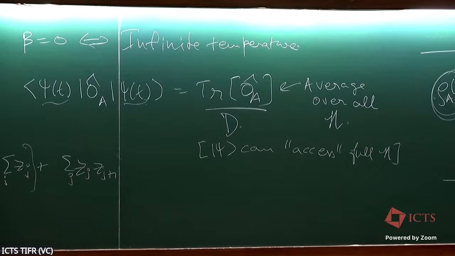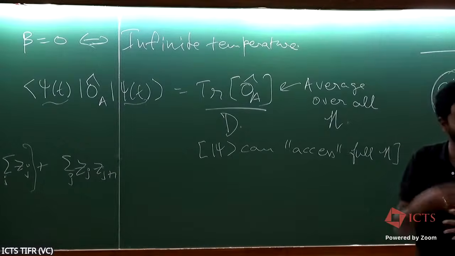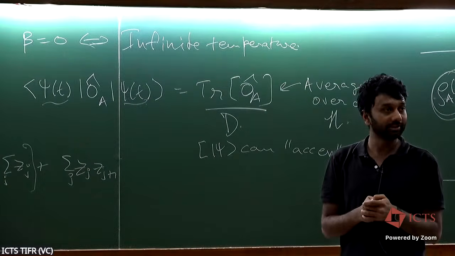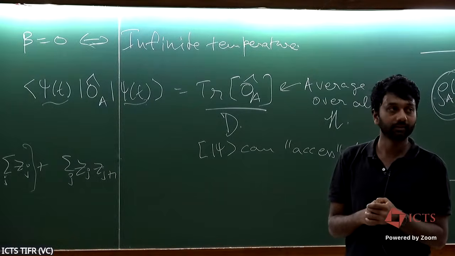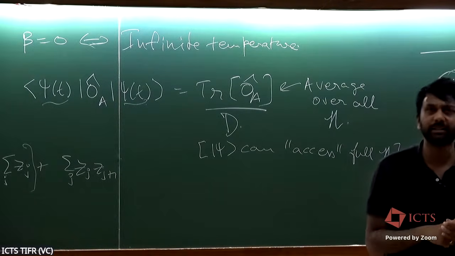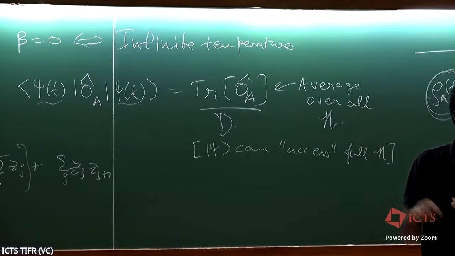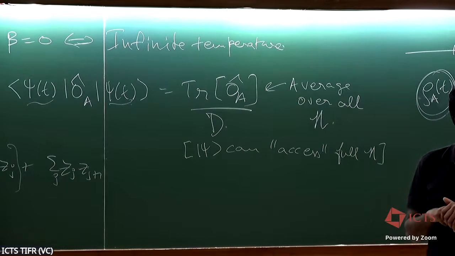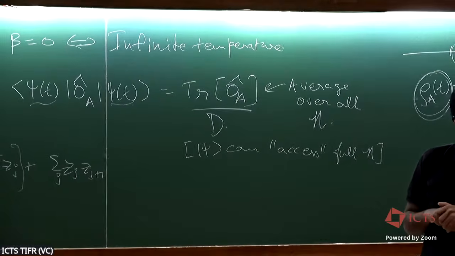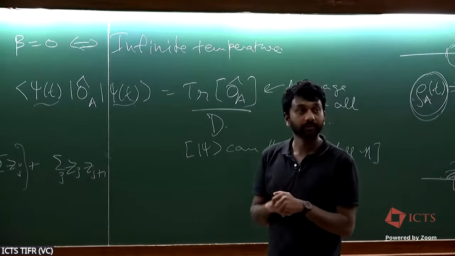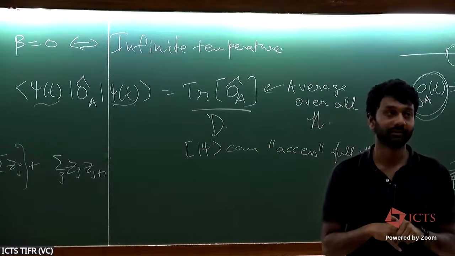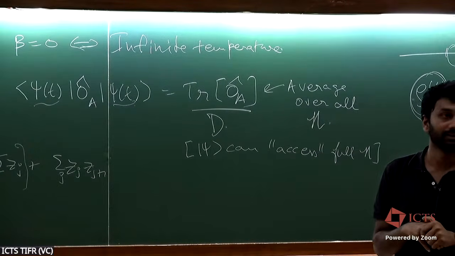This is just because your state cannot access your entire Hilbert space. Then maybe it will be 0. You will just get a 0 expectation value. But yeah, it depends on that.